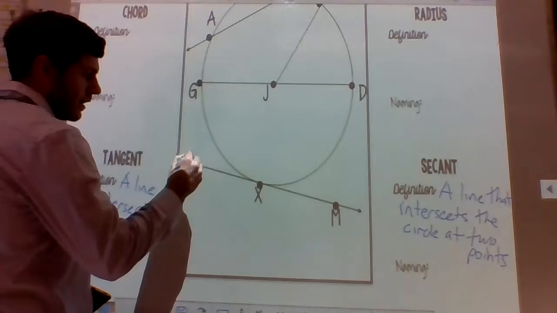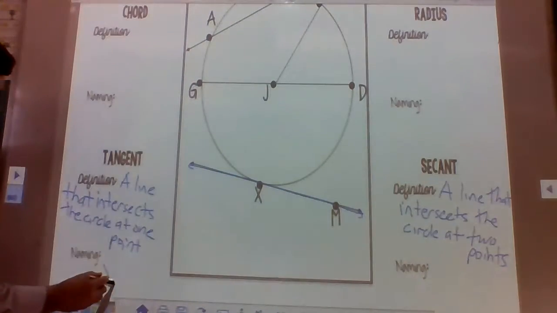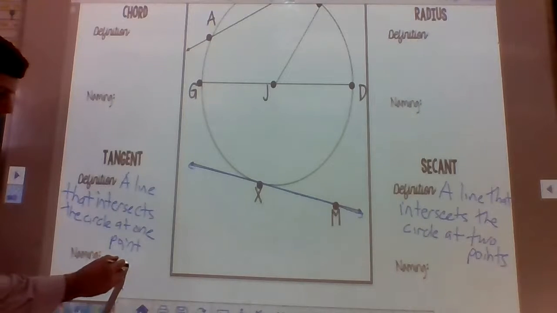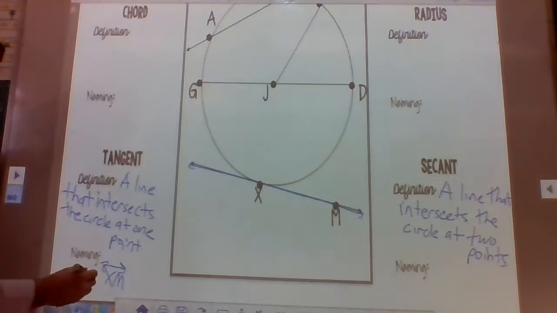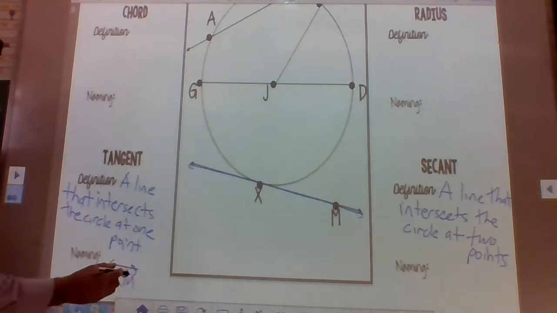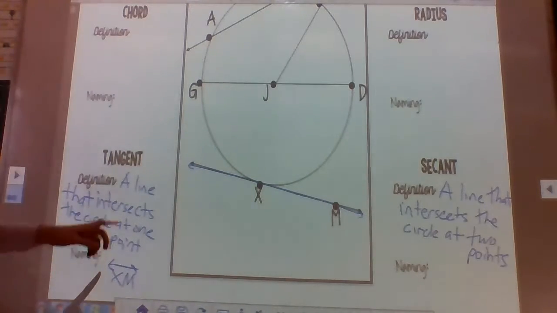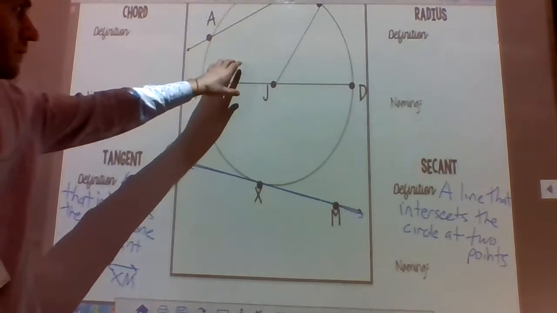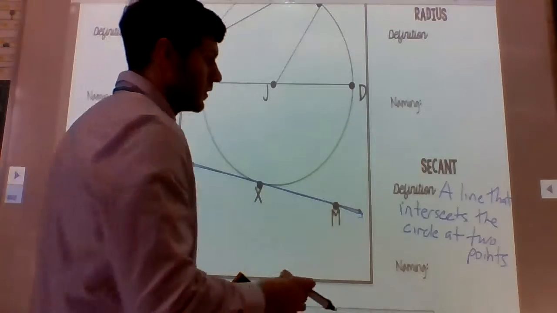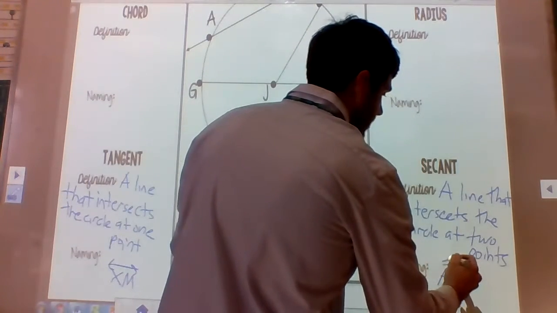So here we have XM. Here's line XM. They're lines. Okay, so XM is a tangent line. It intersects the circle at point X. Okay, and then if you look up here on your paper, AC is going to be our secant line. Line AC intersects at 2 points.